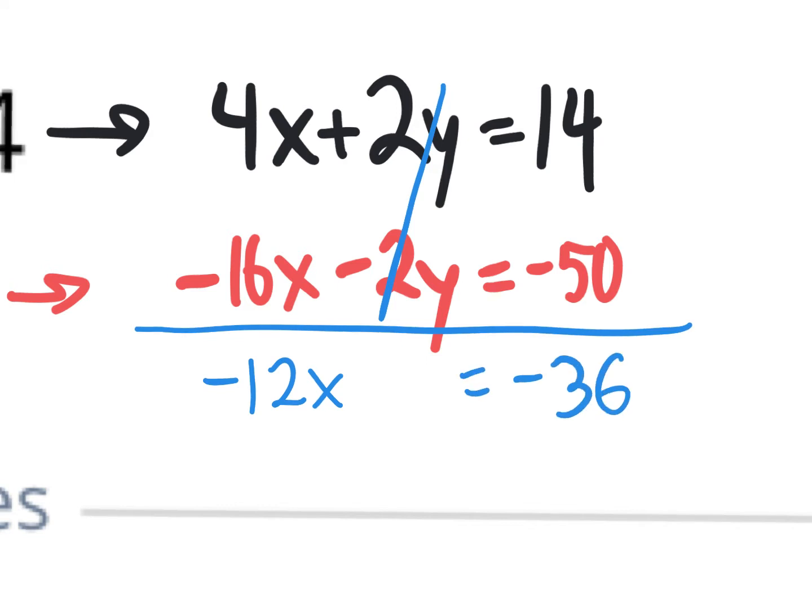So what we have here is this blue equation, negative 12x equals negative 36. And that allows us to get rid of the multiplication of negative 12 right in front of it by dividing by negative 12. That'll eliminate. What you do to one side, you must do to the other. Divide by negative 12. And your final answer is right here.